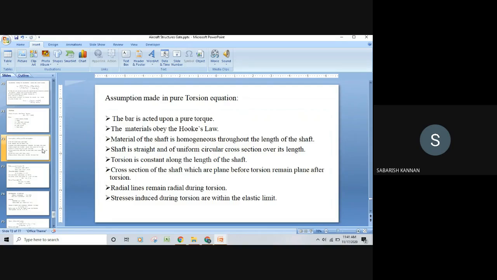Cross sections of the shaft which are plane before torsion remain plane after torsion. Radial lines remain radial during the torsion because of the circular cross section. Stress is induced during torsion within the elastic limit. One second.